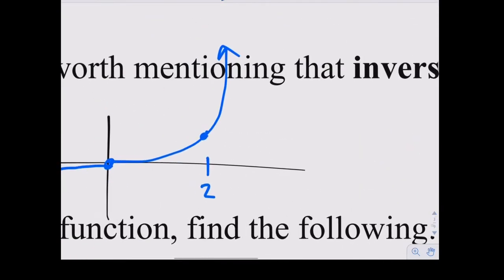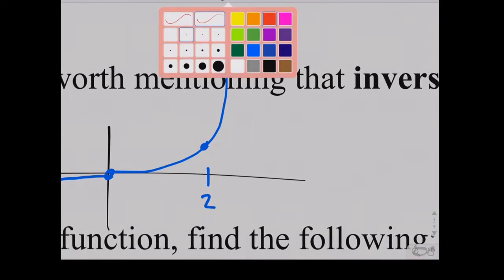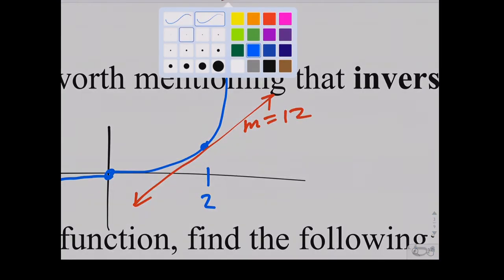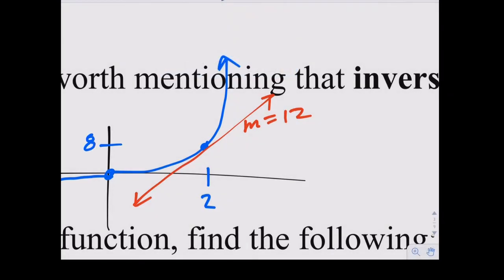All right, let's come up here and make sense of what we just did. I just found the slope of this line here to be 12, and it happened at the point (2, 8). Nice.